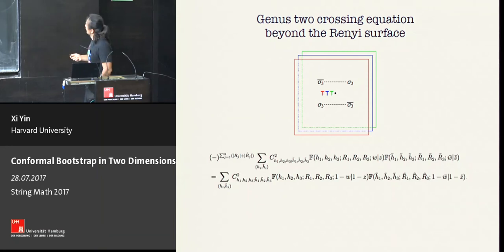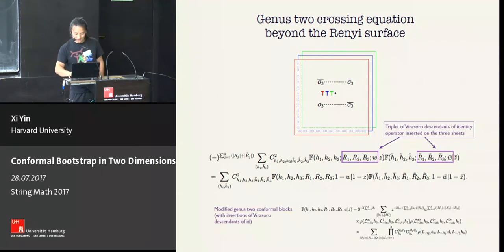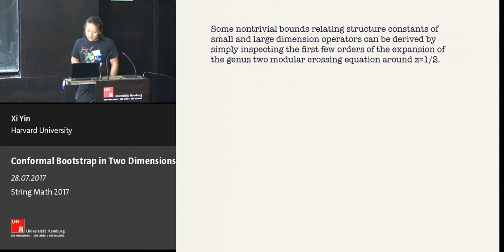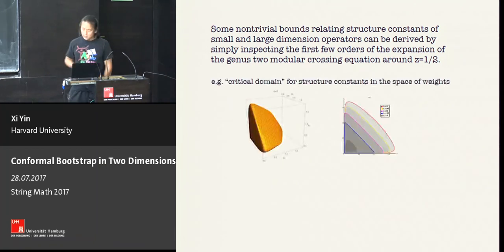So the general crossing equation takes this form involving some OPE coefficients and some generalized or modified conformal blocks. I won't say this in detail. Okay, so one can obtain some non-trivial constraints just by looking at some small pieces of this equation. So for example, one can find some kind of critical domain in the space of coupling, structure constants. So this is a plot in the space of 3 conformal dimensions. That is to say, what this plot means is that from the crossing equation, you can derive some constraints among the structure constants of large weights and small weights.